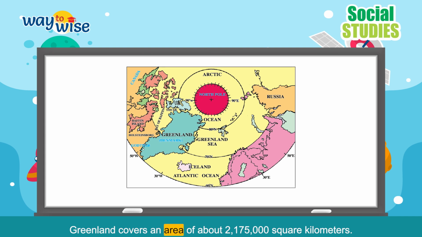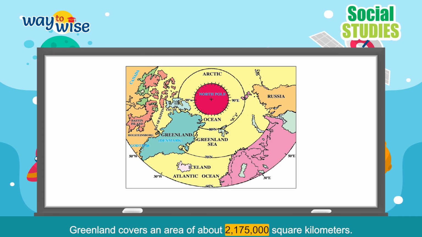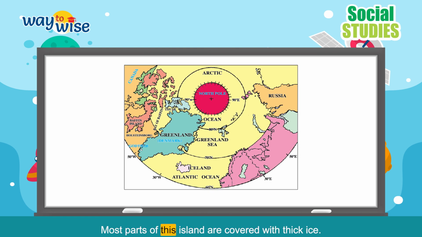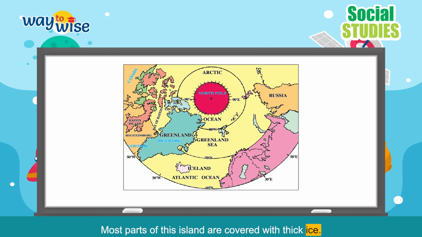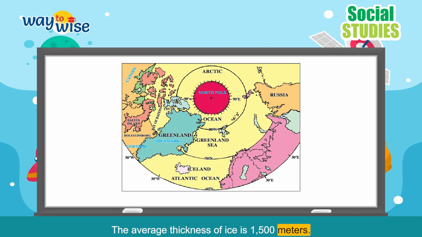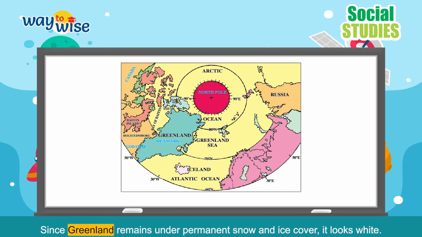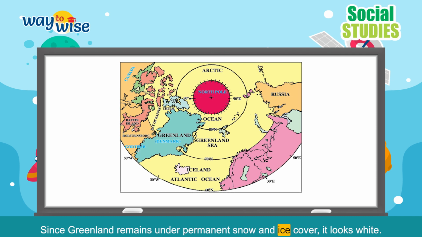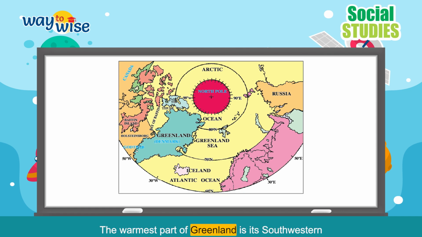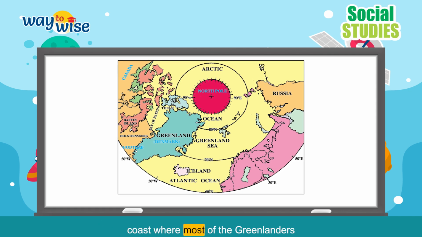Greenland covers an area of about 2,175,000 square kilometers. Most parts of this island are covered with thick ice. The average thickness of ice is 1,500 meters. Since Greenland remains under permanent snow and ice cover, it looks white. The warmest part of Greenland is its southwestern coast, where most of the Greenlanders live.